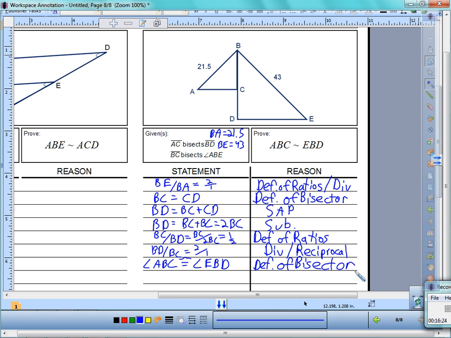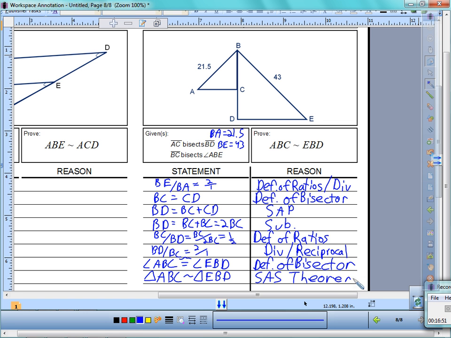So, I've got a set of sides, another set of sides, and the angle between them. I just have side-angle-side. And my last step is to write my similarity statement. I have triangle ABC is similar to triangle EBD, and that is by side-angle-side here.